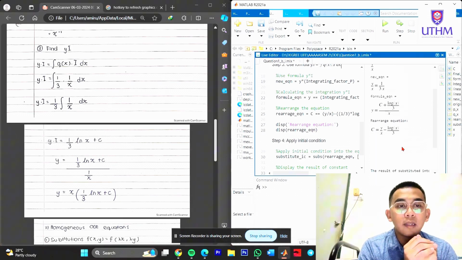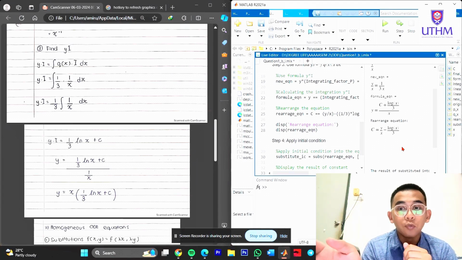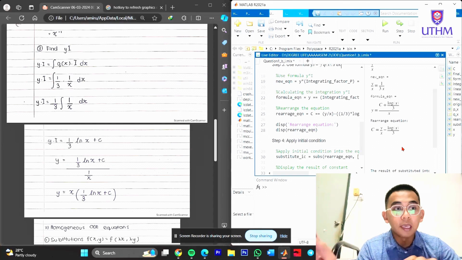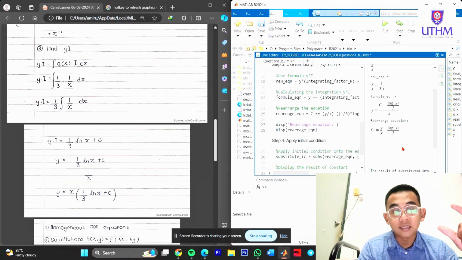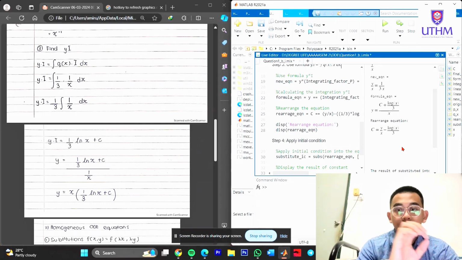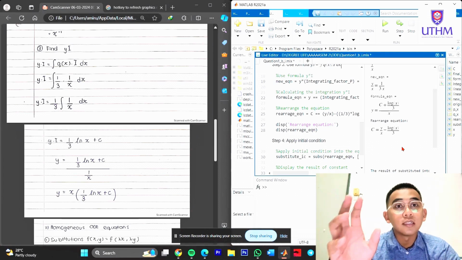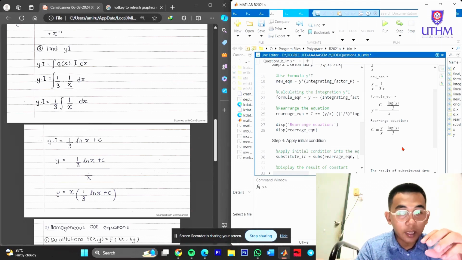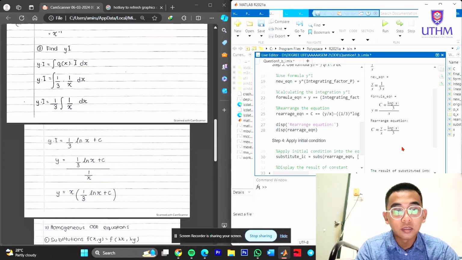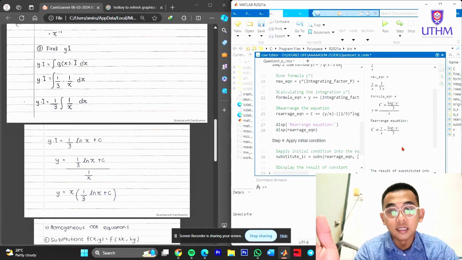It is not the same because on the left side, we made y the subject, and on the simulation, it shows c as the subject. By comparing, it is actually the same. For the manual calculation, this is the answer, and for the MATLAB simulation, this is the answer. But basically, it is just the same.